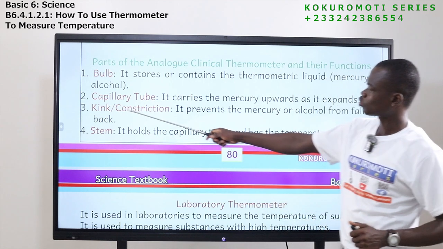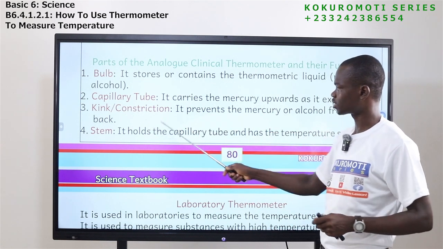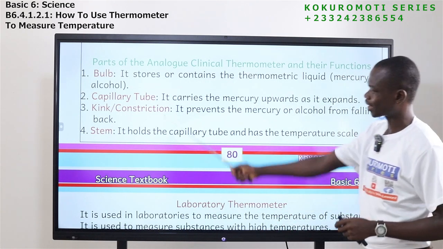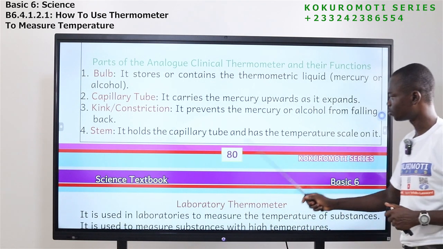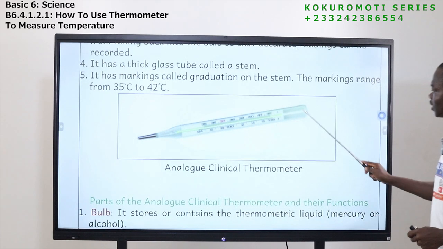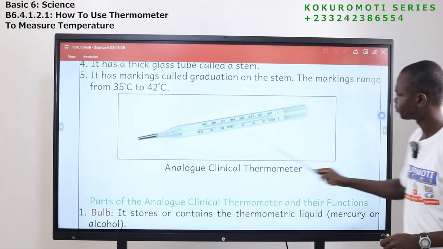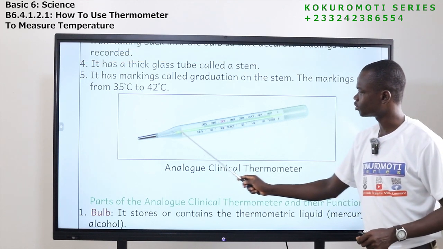The next one is the kink. Another name for kink is constriction. It prevents the mercury or the alcohol from falling back. Then we have the stem. It holds the capillary tube and has the temperature scale on it. So this big one here is the stem. And what we have inside is a capillary tube.